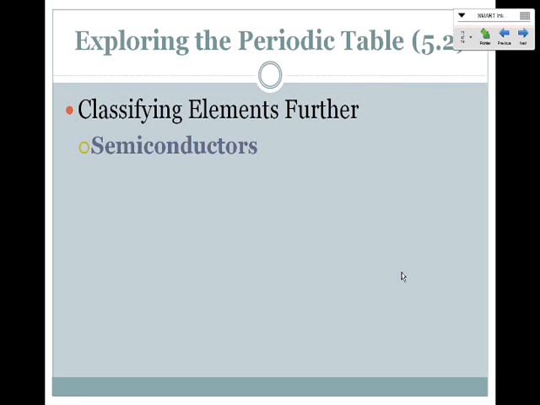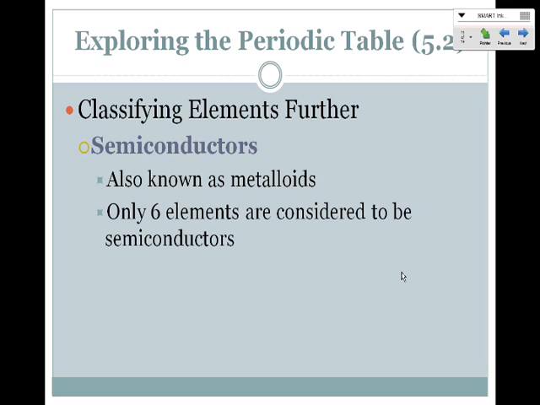Now let's talk about semiconductors. These are the ones that divide the metals from the nonmetals. They're also known as metalloids. You need to be familiar with the word semiconductor or metalloid because either one could be used on the EOCT or my test. Only 6 elements are considered to be semiconductors.